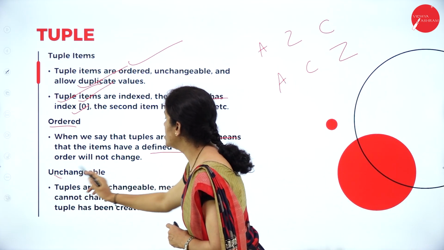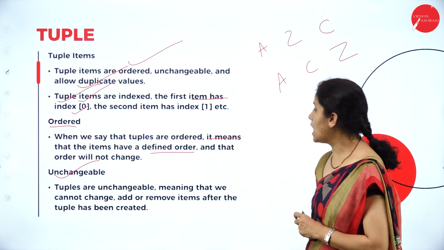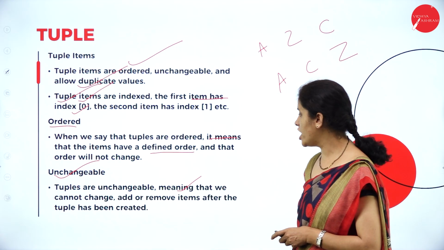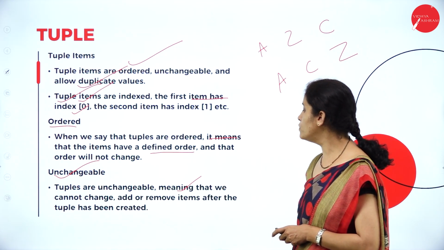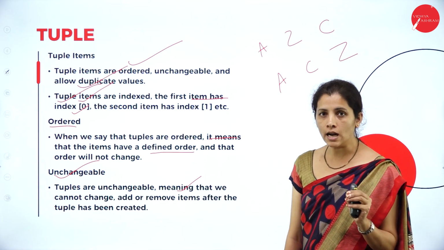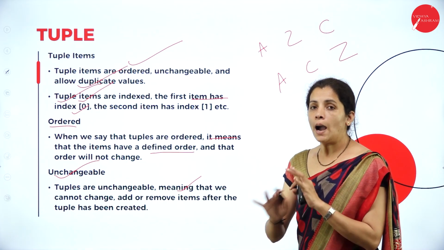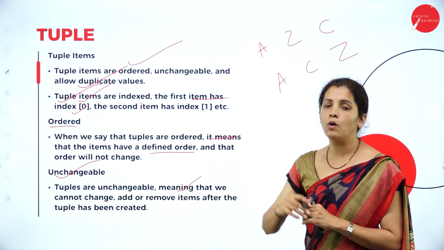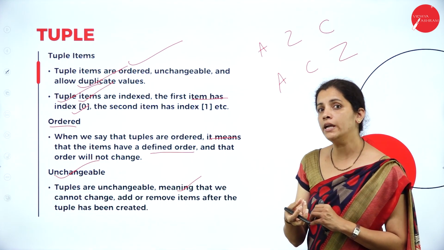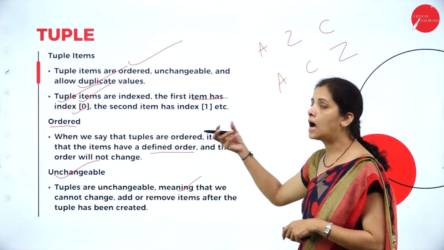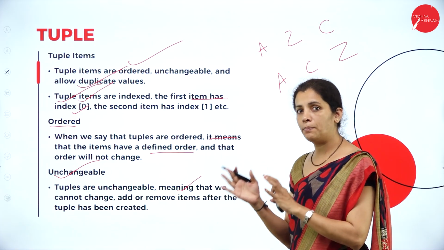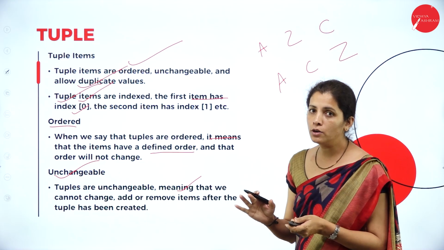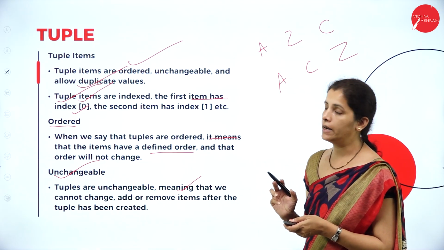Now unchangeable. Tuples are unchangeable, which means that we cannot change, add or remove items. Once the tuple is created, I am not able to add a new item or remove an item from the tuple. So it is unchangeable. Once the tuple is created, it remains as it is. I am not able to modify the content.